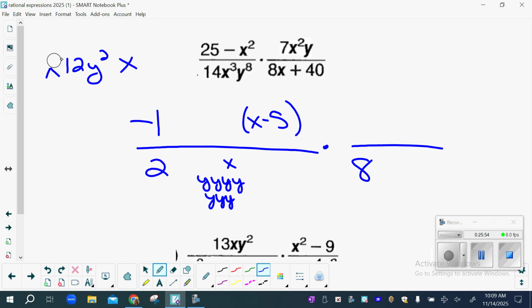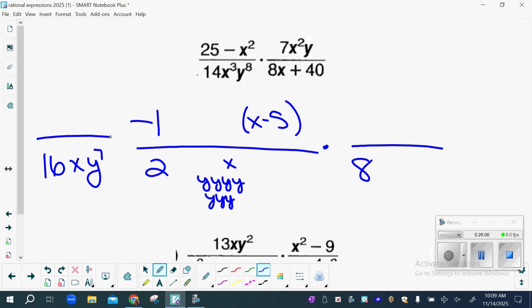You're going to put the constants, the big numbers, first. That will be 16. You're going to put your x next, and you're going to put all your little y's. There are 7 of them. And on the top, you have a number of choices. You can go -1, x minus 5, and you are awesome. I am fine with that. You could also go -x plus 5. What did I do there?